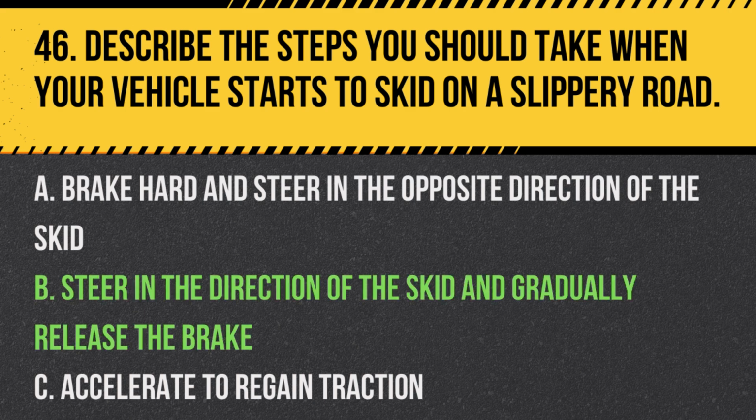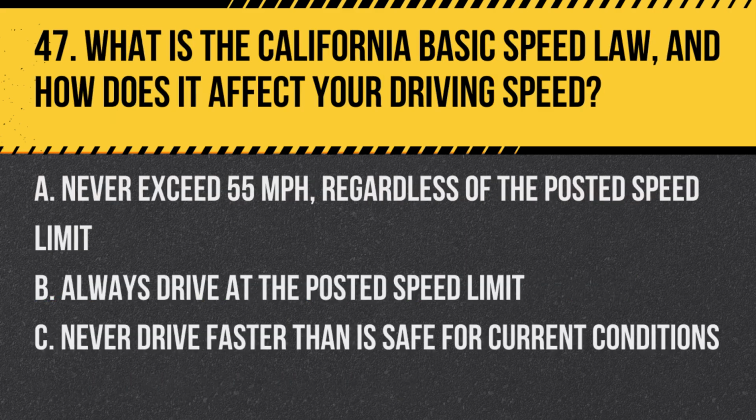Answer. B. Steer in the direction of the skid and gradually release the brake. This helps regain control by realigning the tires with the direction of travel. Question 47. What is the California Basic Speed Law, and how does it affect your driving speed?